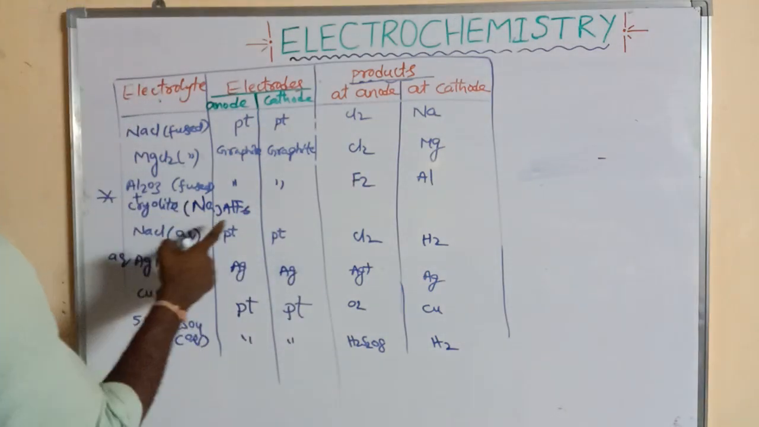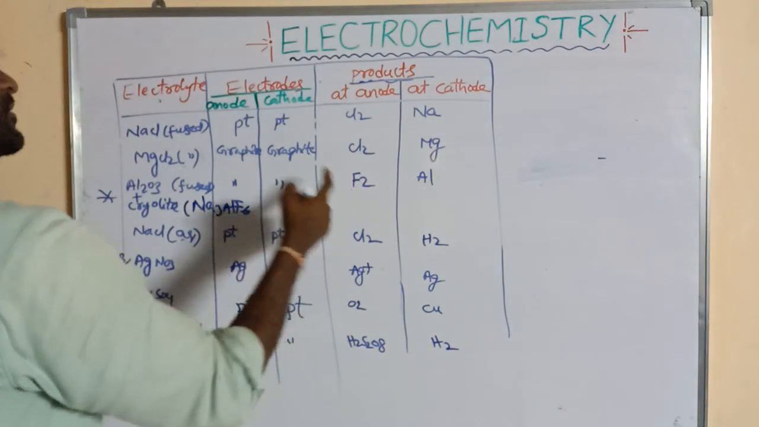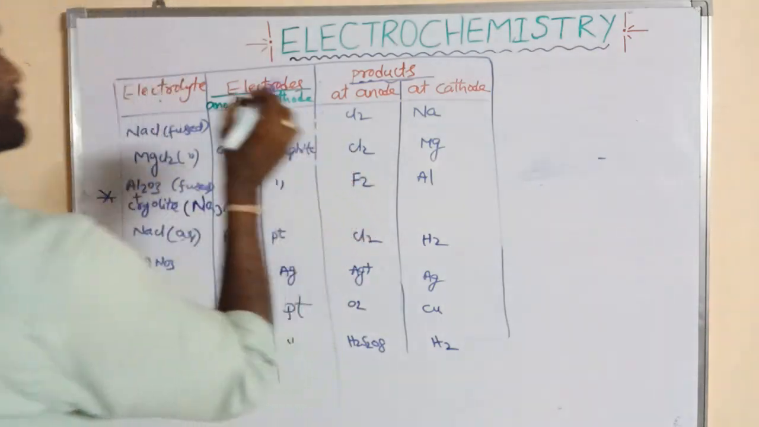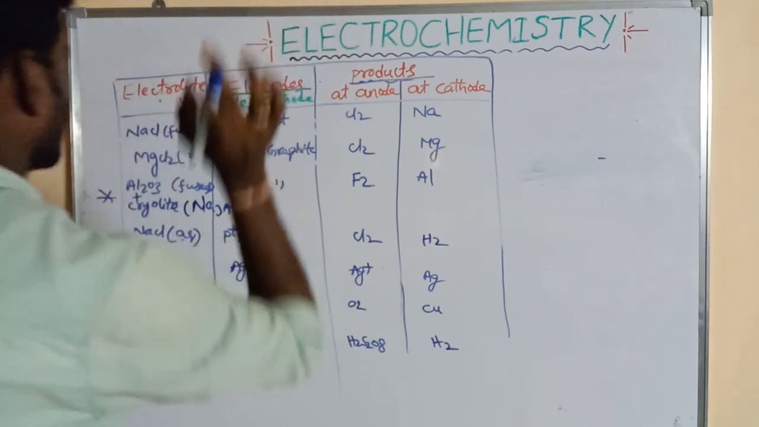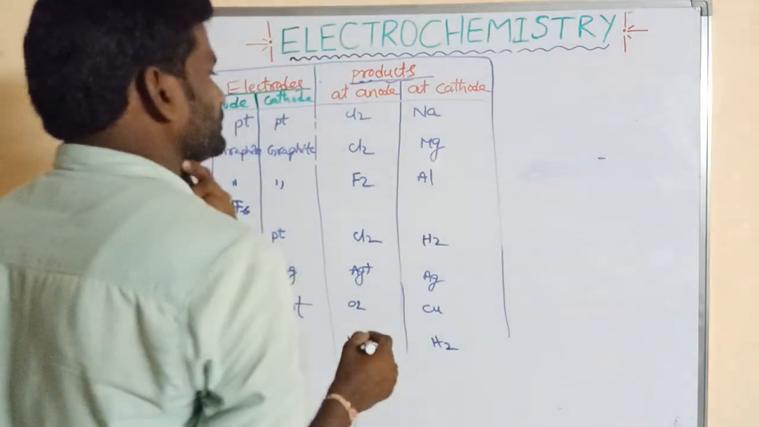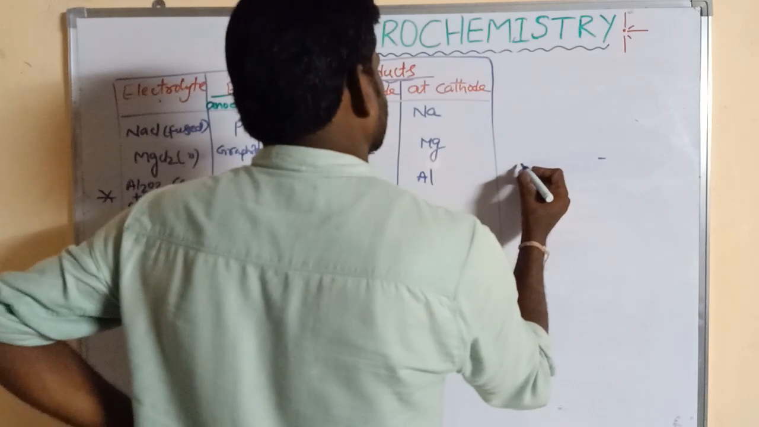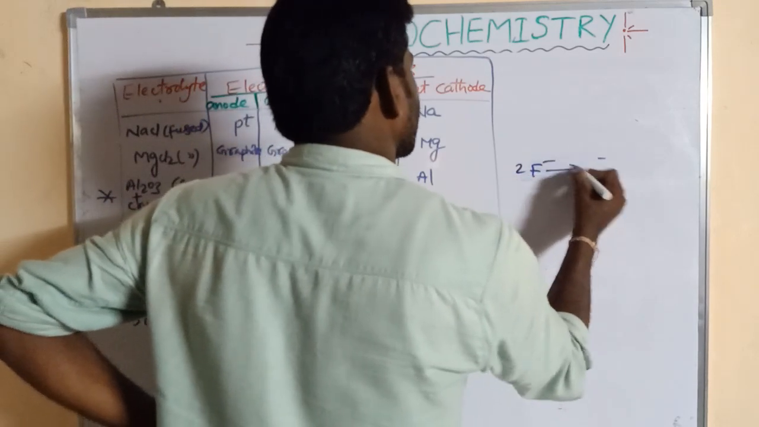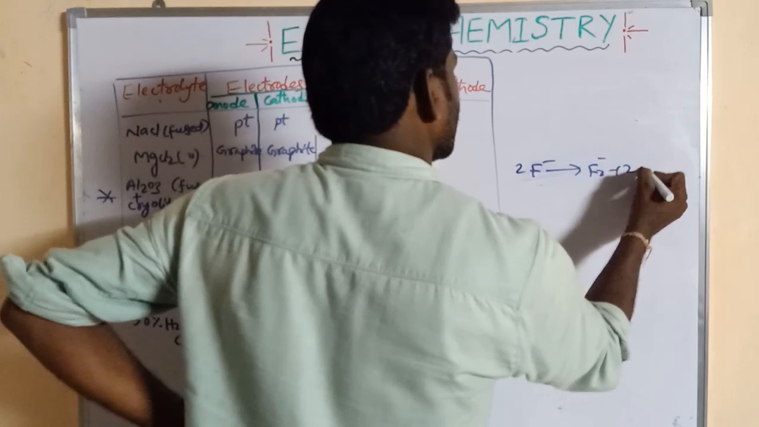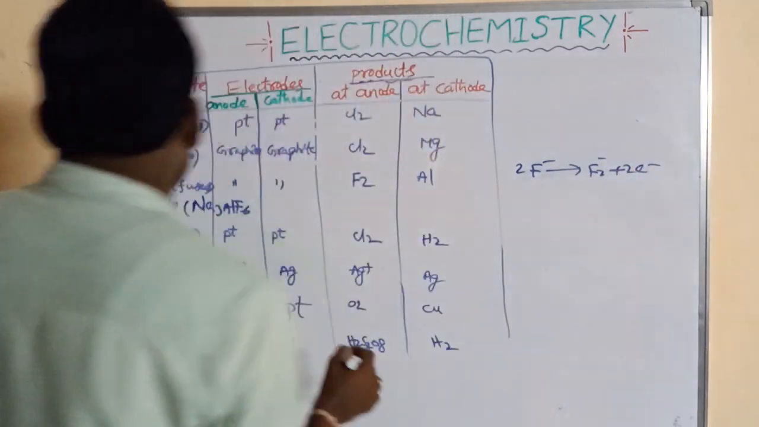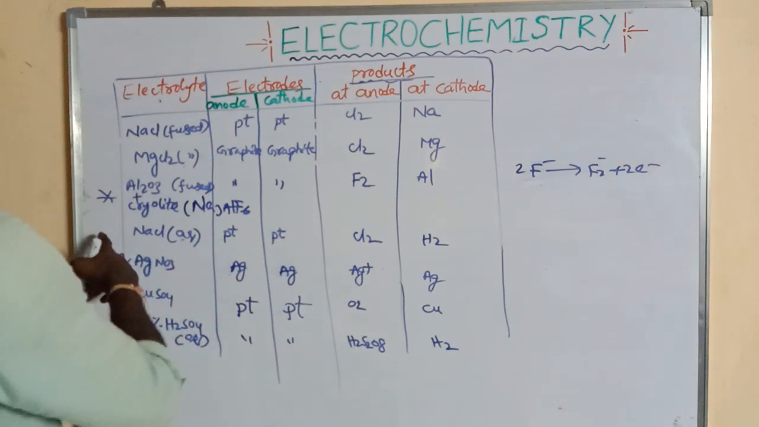So here fluorine, F minus. In these two, which is having a lesser reduction potential? Fluorine. So that is discharged at the anode, right? That means 2F minus gives rise to F2 plus 2 electrons, right, in this way. So this is also over.